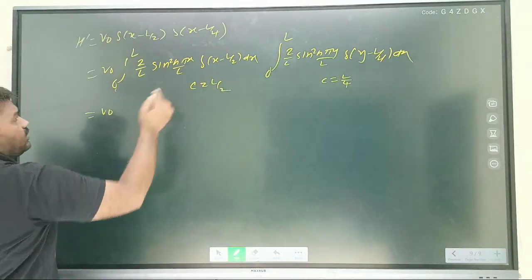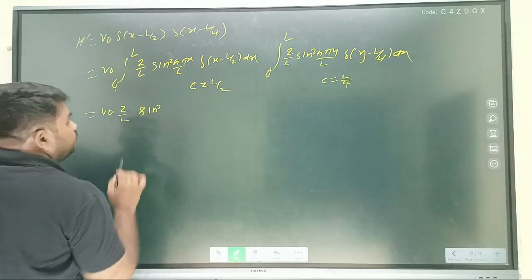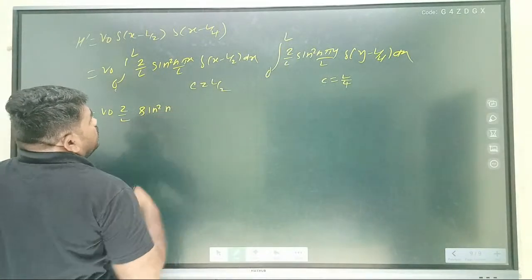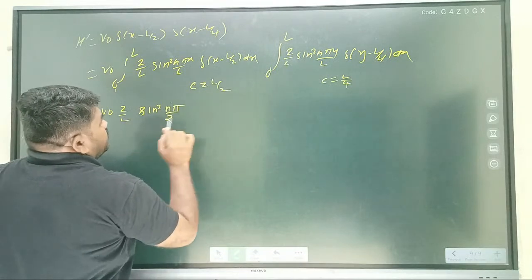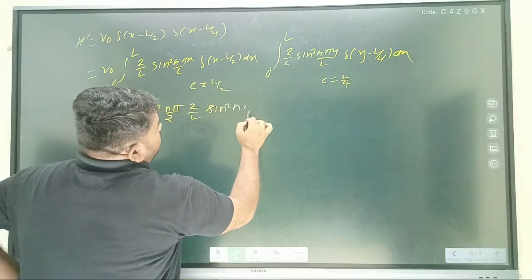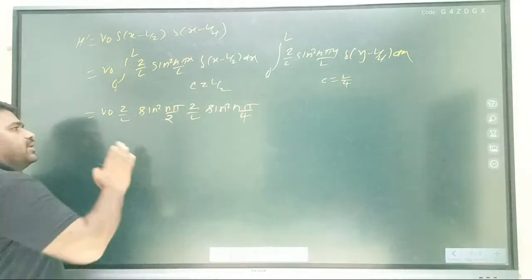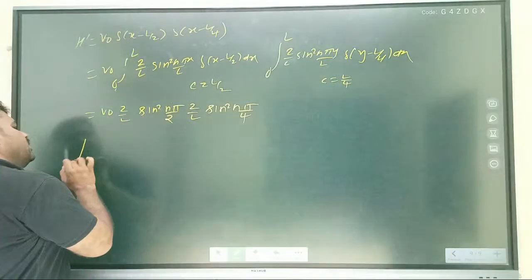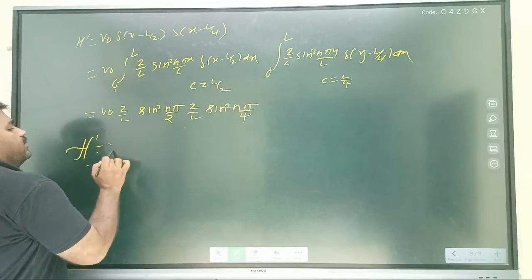Means v naught into sin square, 2 upon L sin square, higher limit L by 2, and L will get cancelled, means n pi by 2, and similarly 2 by L into sin square n pi by 4. Now we can choose the n values even and odd, and we get the final answer. Clear? Now the system is 3D.